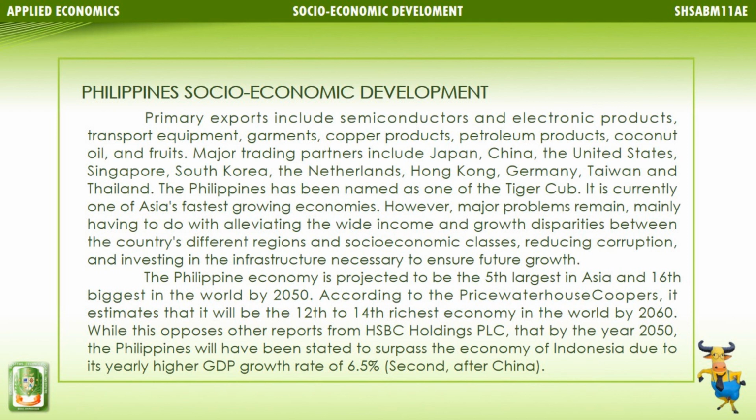The Philippines has been named as one of the Tiger Cub. It is currently one of Asia's fastest growing economies. However, major problems remain, mainly having to do with alleviating the wide income and growth disparities between the country's different regions and socio-economic classes, reducing corruption, and investing in the infrastructure necessary to ensure future growth.